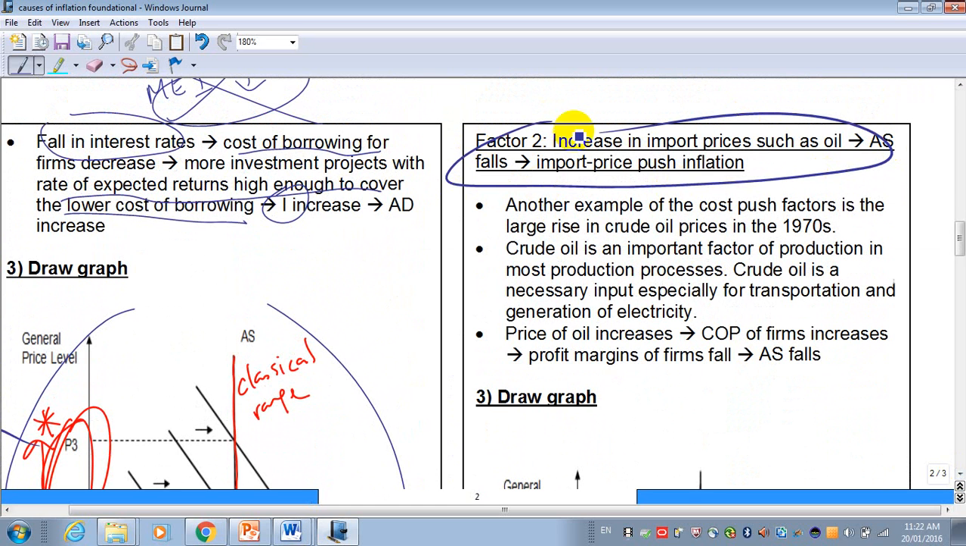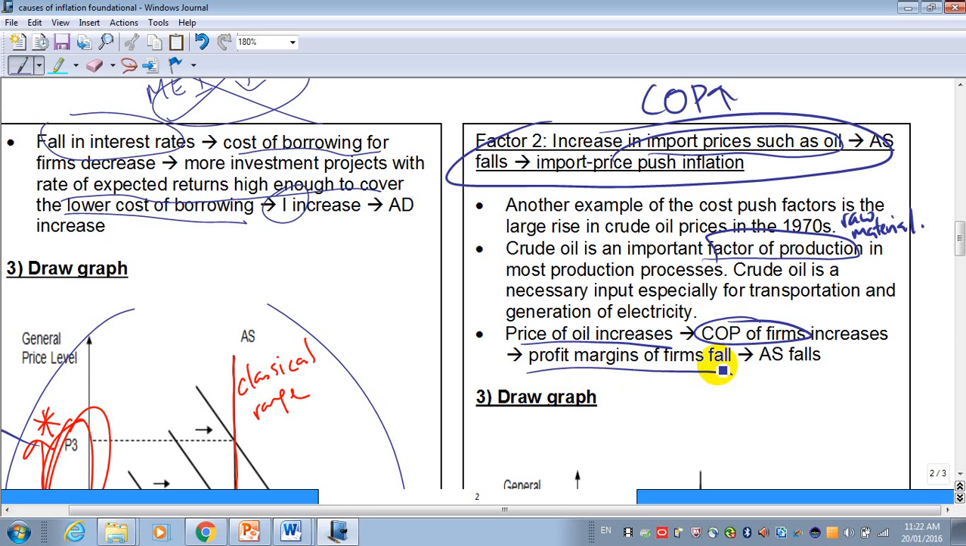Okay, another factor why the COP, the cost of production, may increase is because of oil, increase in import prices such as oil. Okay, oil is an important factor of production. It is a very important raw material for many production processes. Okay, so when the price of oil increases, again the cost of production for firms will increase because it's a very important raw material that is used in many production processes, and the profit margins of the firms will fall.